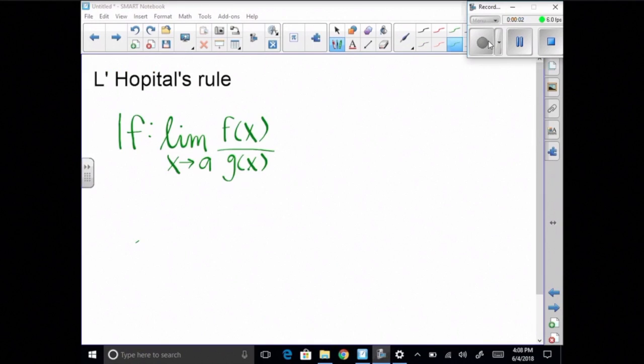I'm Sarah. I will be teaching you about L'Hopital's rule, and it completely changes the game of what you thought were true about limits. If you're taking the limit of f of x over g of x as it approaches a, and it equals either 0 over 0 or infinity over infinity, then you will do L'Hopital's rule.